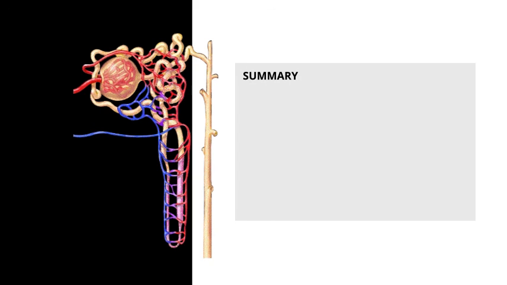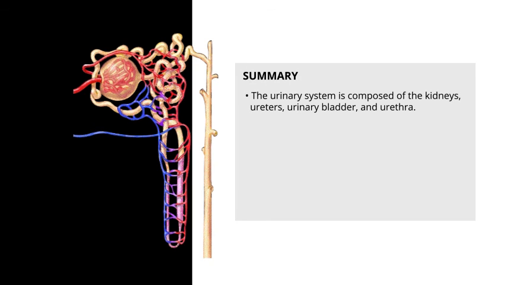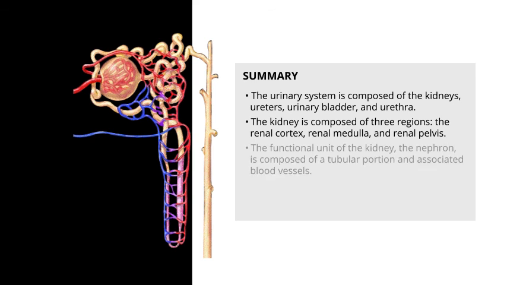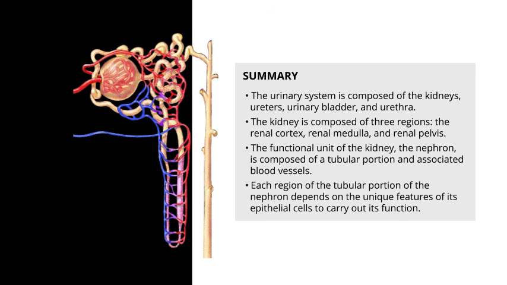Here is a summary of what we've covered. The urinary system is composed of the kidneys, ureters, urinary bladder, and urethra. The kidney is composed of three regions: the renal cortex, medulla, and pelvis. The functional unit of the kidney, the nephron, is composed of a tubular portion and associated blood vessels. Each region of the tubular portion of the nephron depends on the unique features of its epithelial cells to carry out its function.